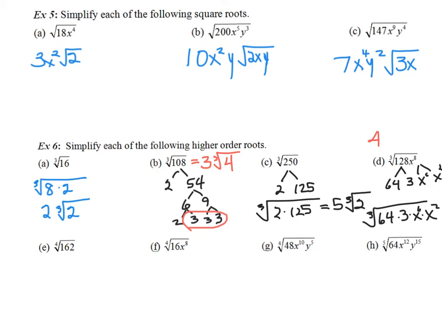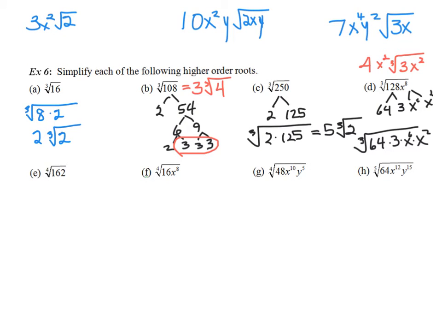The cube root of x to the 6th, well, let's see here, how many triplets do I have? I have 2 triplets, so that would be an x squared coming out. What's left underneath the root sign? The 3 and the x squared. Notice that neither of them have any perfect cube factors.